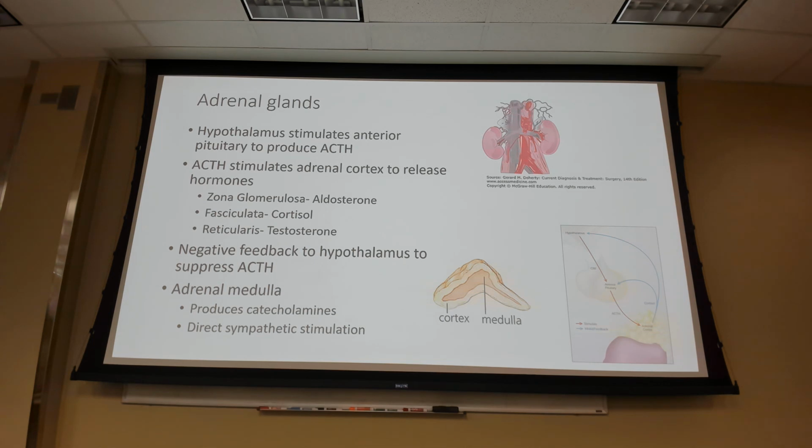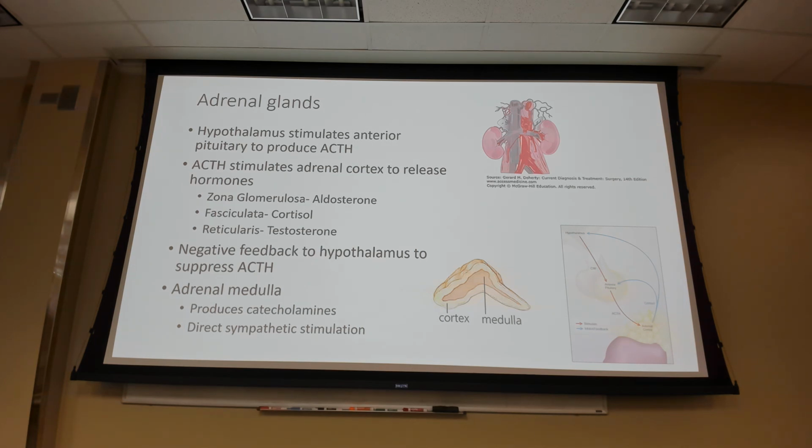Moving on to the adrenal gland. So, the adrenal gland is obviously an important gland for homeostasis. Our hypothalamus tells the pituitary to release ACTH, and the ACTH stimulates the adrenal cortex, and that's what controls a complex array of hormones there. So we have our steroid hormones, our testosterone, aldosterone, our stress hormone cortisol, and it creates a negative feedback loop with the hypothalamus to suppress ACTH. It also produces our catecholamines, typically in the medulla, which has a direct sympathetic response or stimulation.